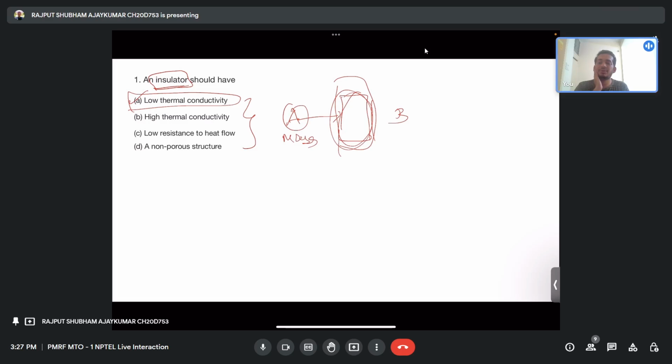So how can we define a non-porous structure and porous structure? If you consider some catalytic material, and these are some of the pores. If you consider this is a catalytic material and this is the surface and this is the boundary, an insulator should have a non-porous structure. But I'm not relating any catalytic activity here. If the material is catalytically active or somewhat like that, you can relate it to the non-porous structure.